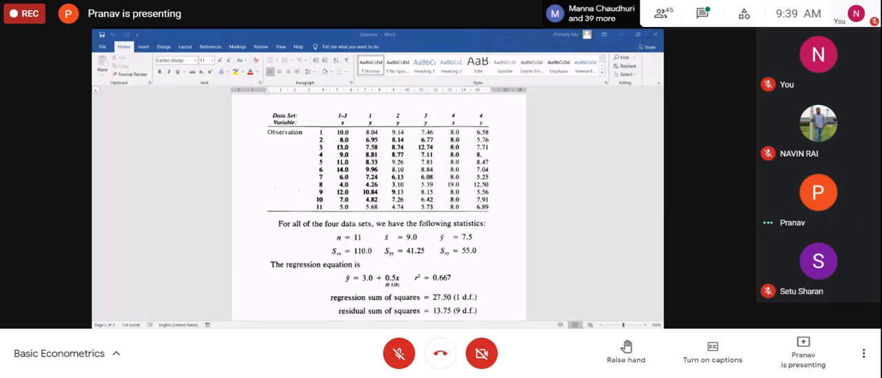Okay, all right. The screen that you see now is a very famous data set by Frank Anscombe. It is also famously called Anscombe's quartet. And what this data set basically points out is the importance of graphs and statistics.